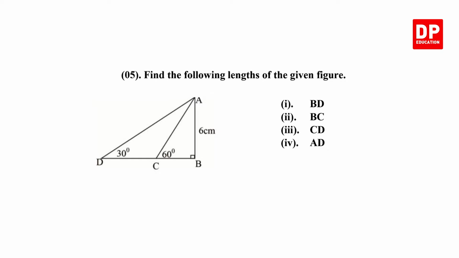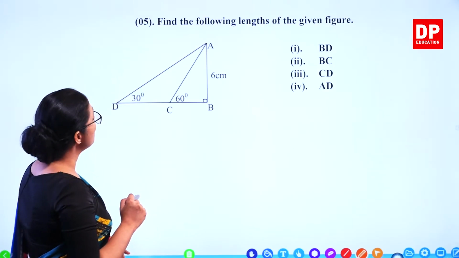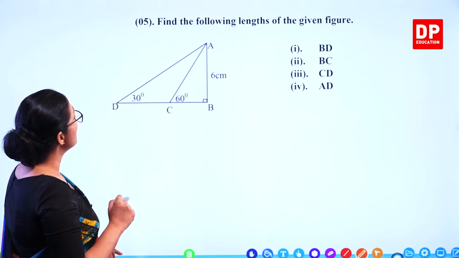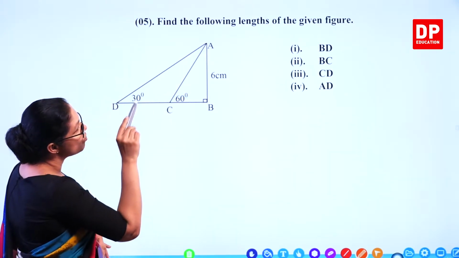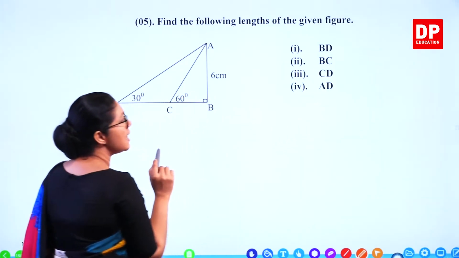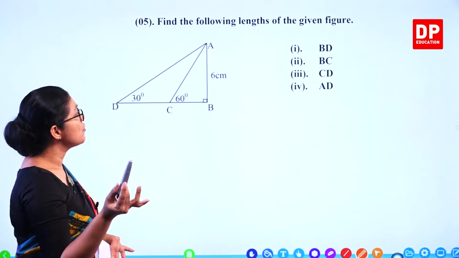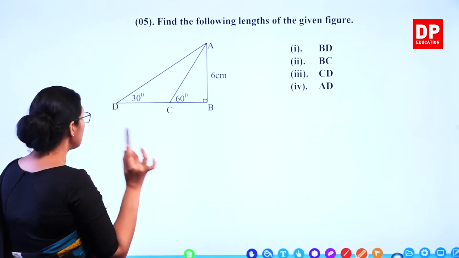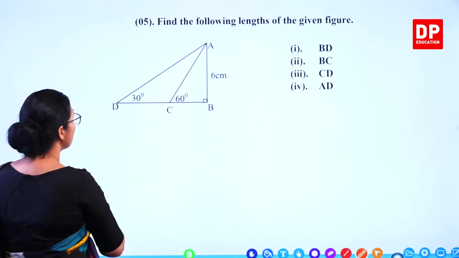Now let's take question number 5. Find the following lengths of the given figure. You are given 2 angles and 1 length. You are asked to find these lengths: BD, BC, CD, AD. So you have to use trigonometric ratios. We'll see what the appropriate trigonometric ratios are that you have to use.